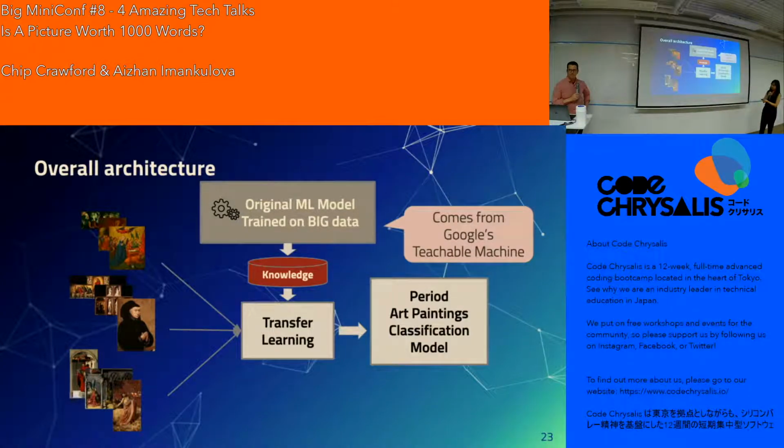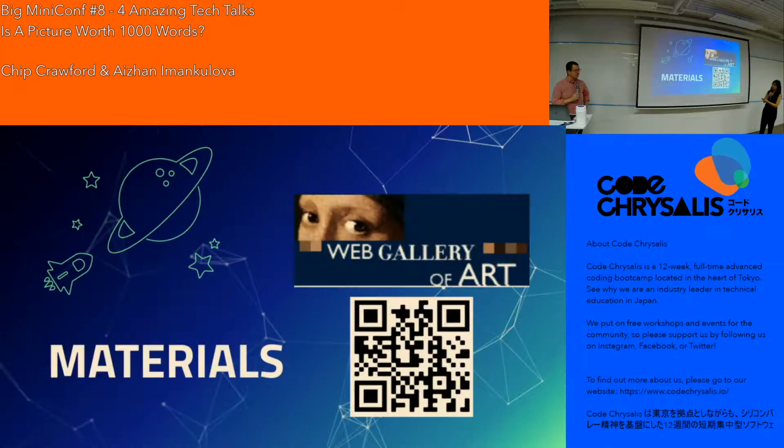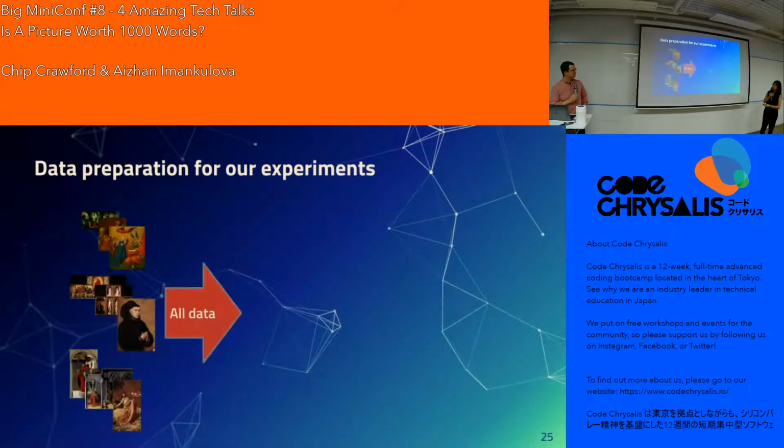So where we get those paintings is from here. This is the open source Web Gallery of Art. You can also check it out by this QR code and actually see the paintings. And lots of other things.